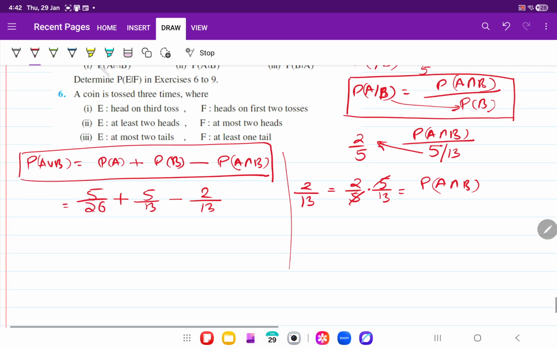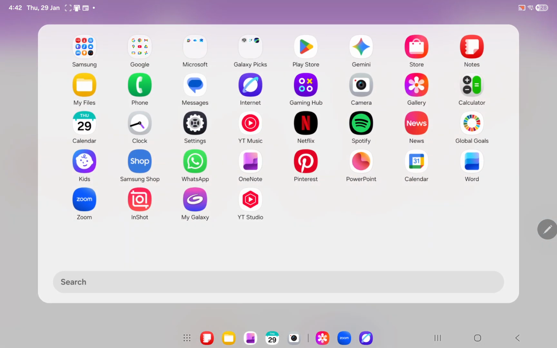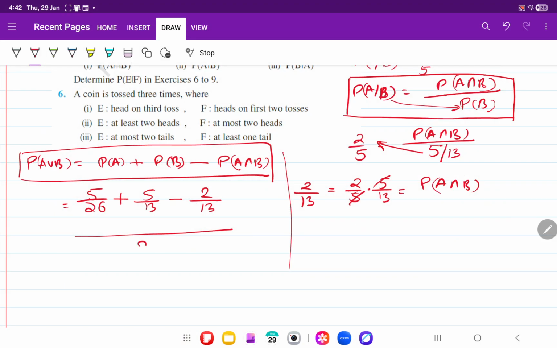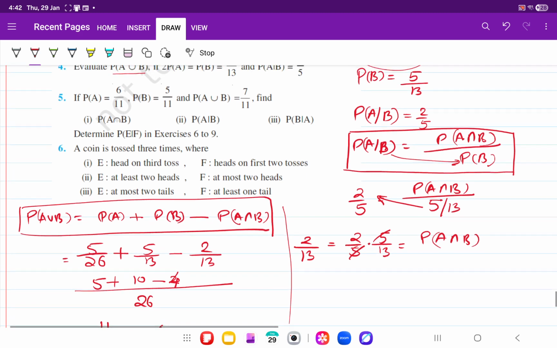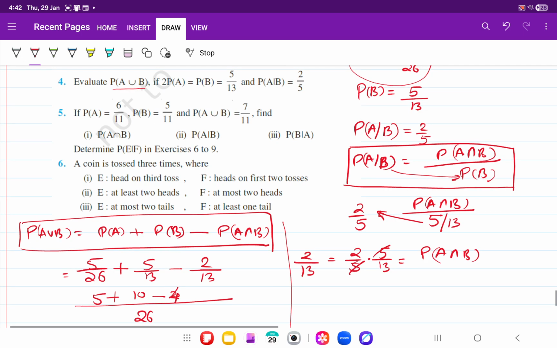So let's do the calculation. LCM is 26. So 5 minus 13 to the minus 10 plus minus 2. So this comes out to be 4, so this comes out to be 11 by 26. This is the final answer for question number 4, A union B. I hope you have noted it down.